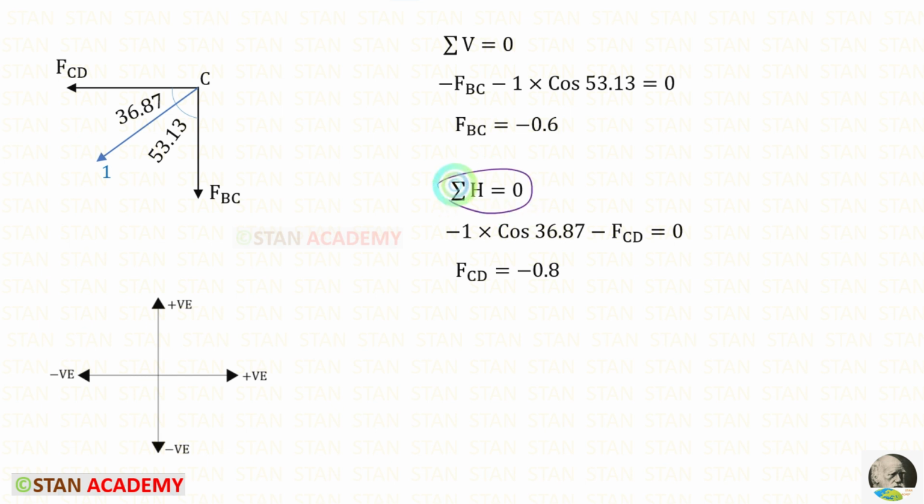Let us apply this rule. FCD is acting towards the left side, so it will be negative. We have to resolve the unit force in the horizontal direction. To keep it horizontal, we need this angle. So with the unit force, we have to multiply cos 36.87. Since it is acting towards the left side, it will be negative. For FCD, we will get minus 0.8.